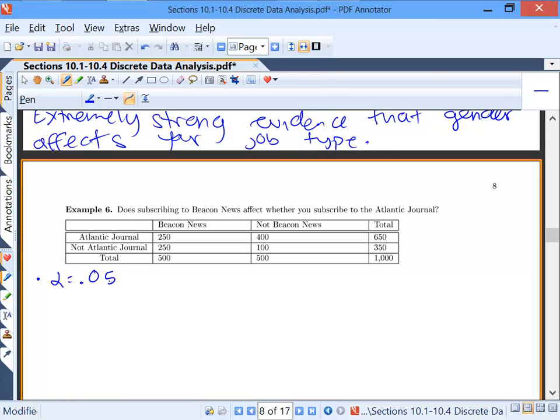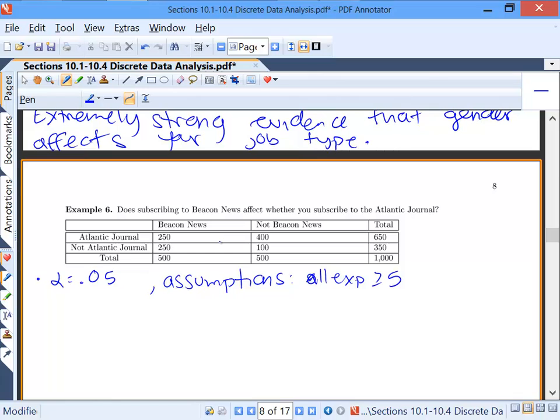Let's just go with our defaults. Alpha equals 0.05. Let's see, I need to check my assumptions, which is that all expected are at least 5. But I guess I'm going to jump the gun because we haven't found our expected values yet.